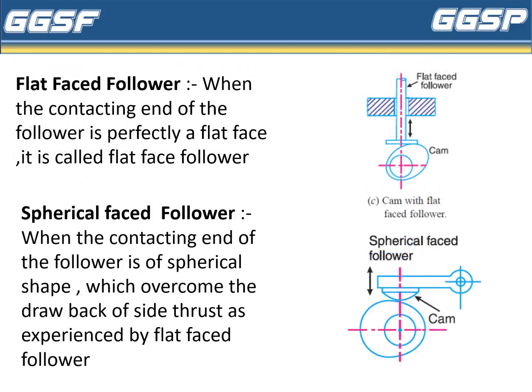The next type of follower is a flat face follower. Yes, obviously, the contacting end of the follower is of flat shape. It is a flat face, right? Hence, it is called a flat face follower. Now, a spherical follower. When the contacting end of the follower is of spherical shape, अगर इसका shape spherical होता है तो उसको बोलते हैं spherical face follower. Mostly automobile engines में spherical face follower generally use किया जाता है.